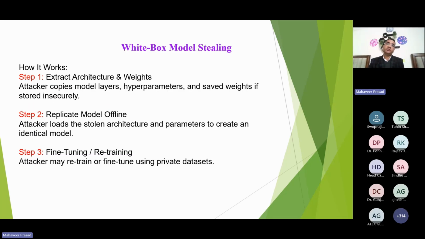White box attack. In a white box attack, we know the internal architecture, parameters, weights, everything. So first of all, it extracts the architecture and weights. Then it replicates the model offline, and fine-tunes and retrains that model. So finally, it gets almost the same model.